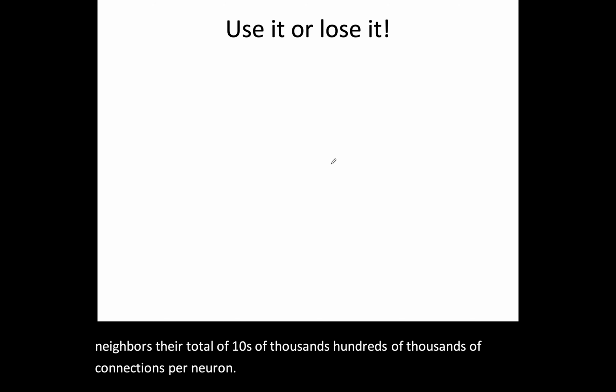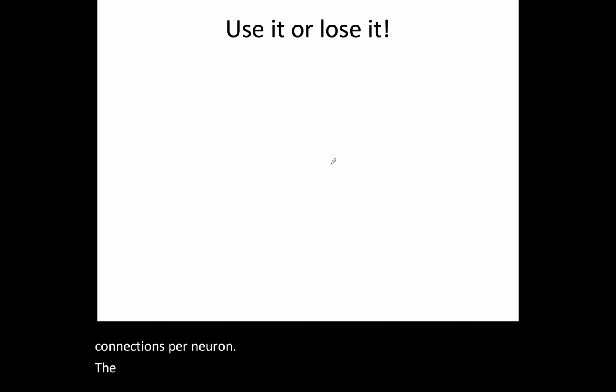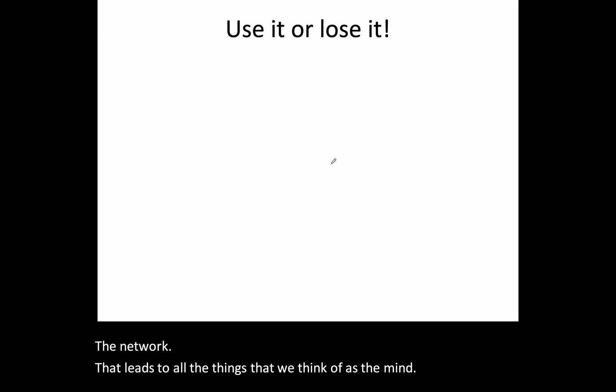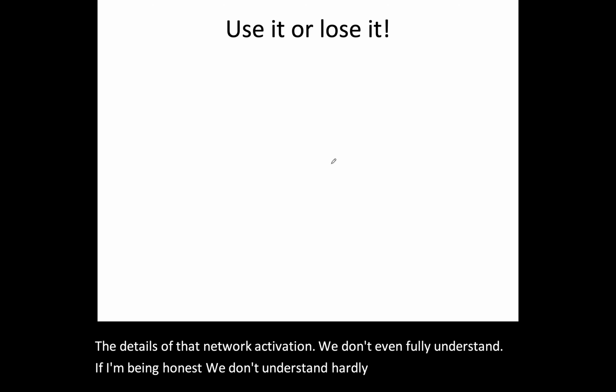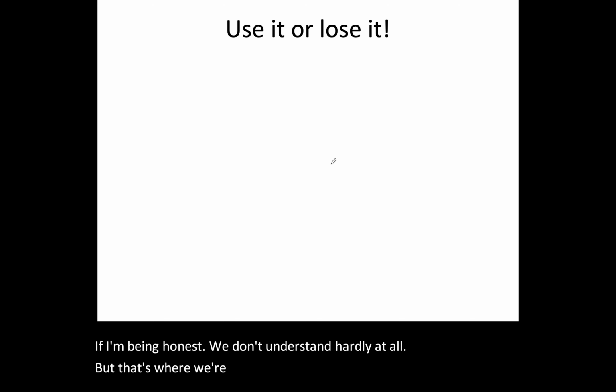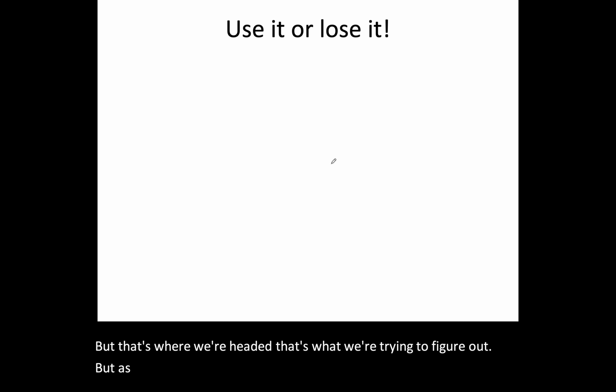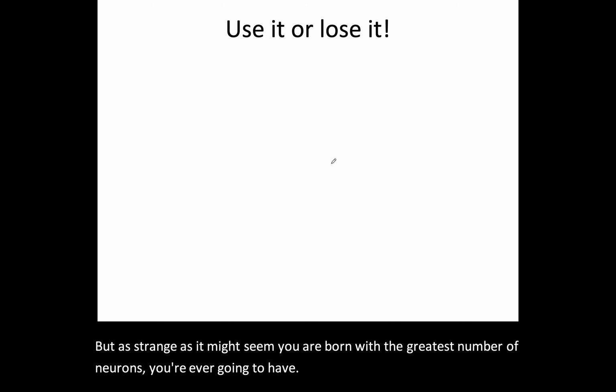It's the network activation that leads to all the things that we think of as the mind. The details of that network activation we don't even fully understand. If I'm being honest, we don't understand hardly at all. But that's where we're headed. That's what we're trying to figure out. But as strange as it might seem, you are born with the greatest number of neurons you're ever going to have. It's basically going to be downhill from birth.